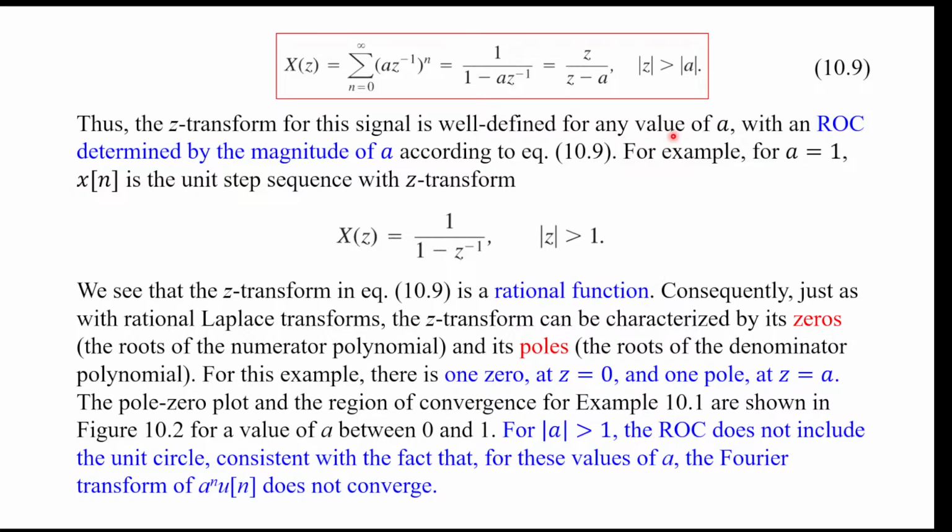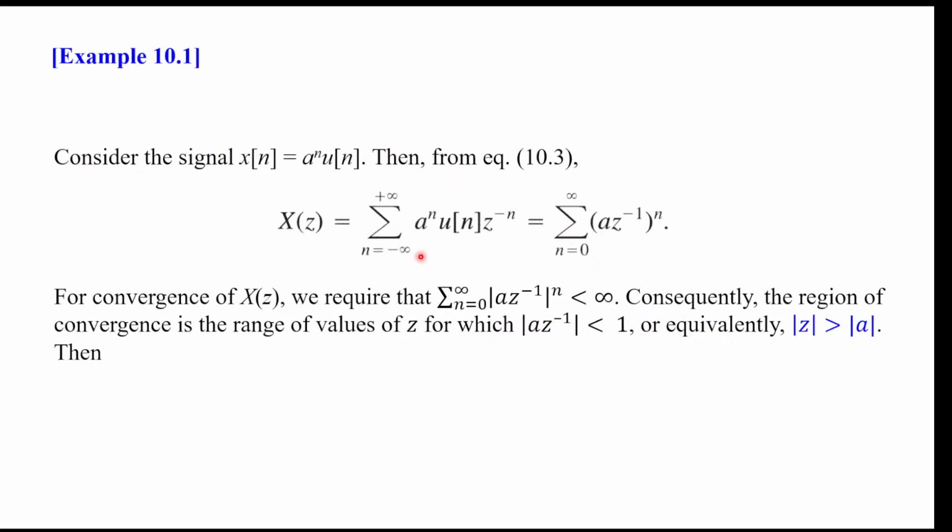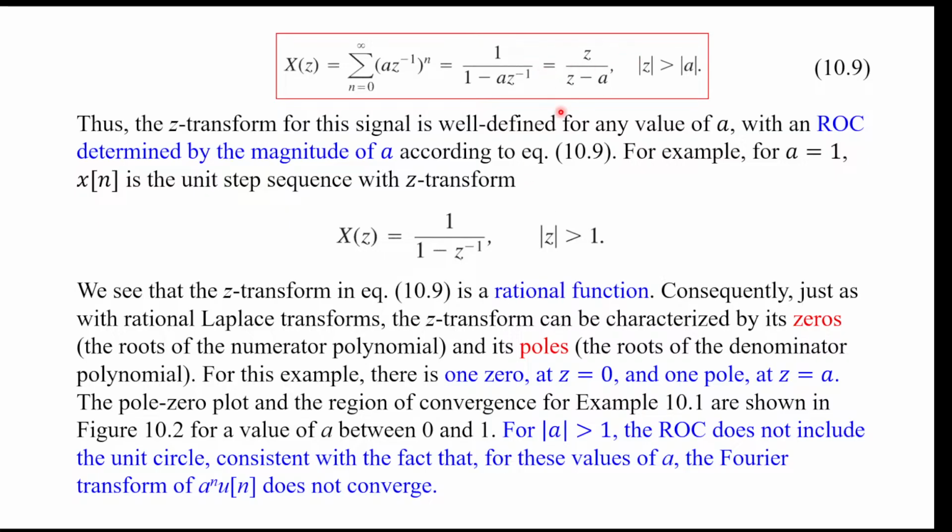So this is a direct comparison to our example 9.1, where we had the Laplace transform of the exponential decay function, and it was 1 over s plus a. Anyway, so we have our z transform of our basic function. The z transform of a^n u[n] is z over z minus a.